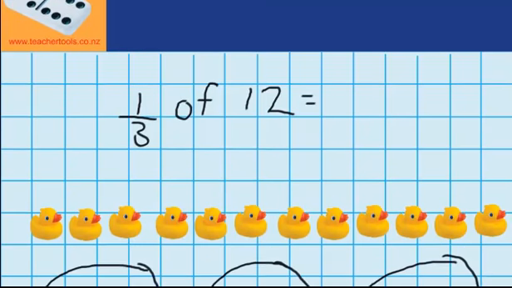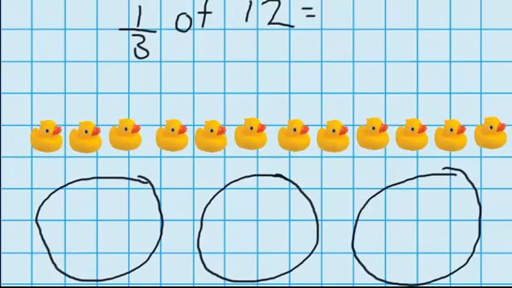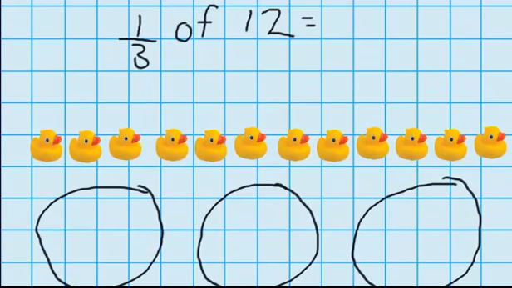Well, you can see down here I've got 12 rubber duckies, and I want to split those into 3 groups, and I can record that like this. 1/3 of 12 equals something. This number here, the bottom part of the fraction, is called the denominator, and it tells me I need to split these into 3 groups, and you can see my 3 groups down here. And the top part is called the numerator, and that tells me how many groups I'm interested in.